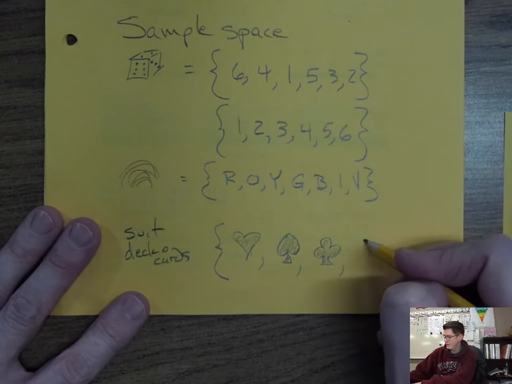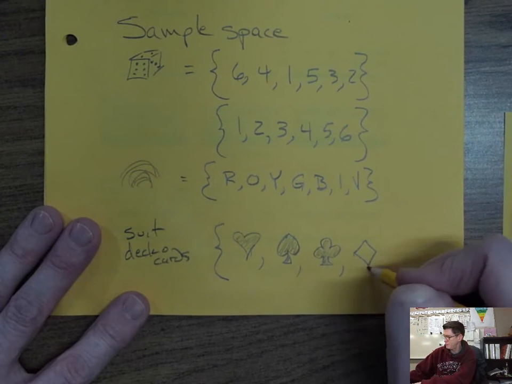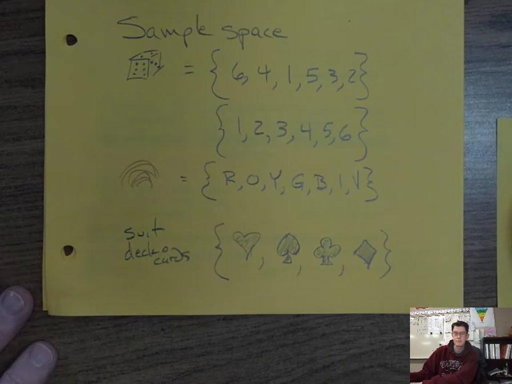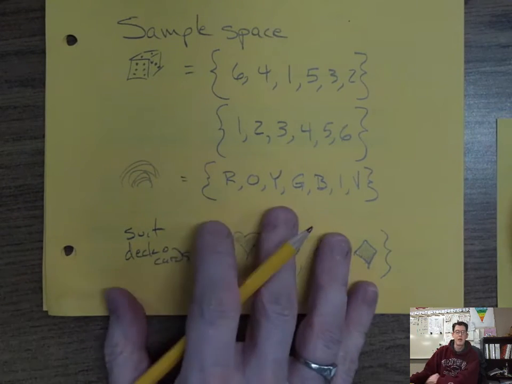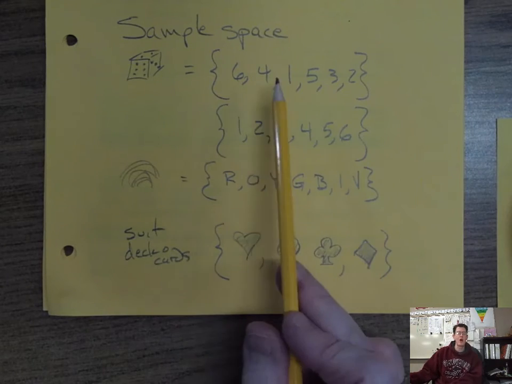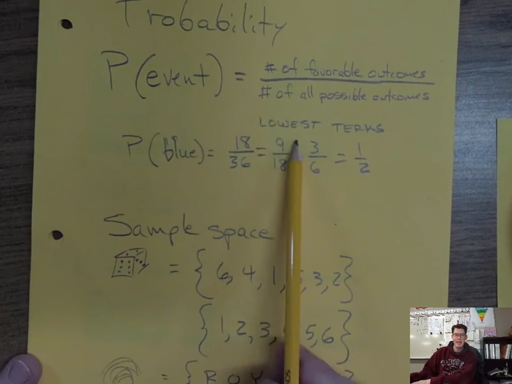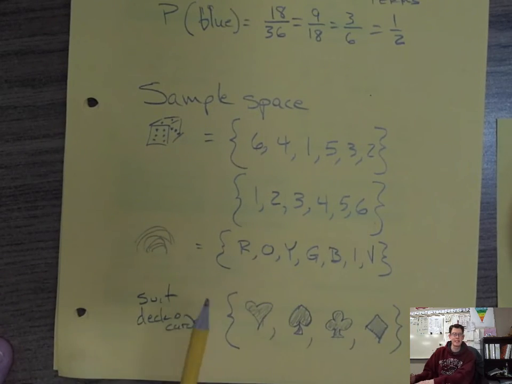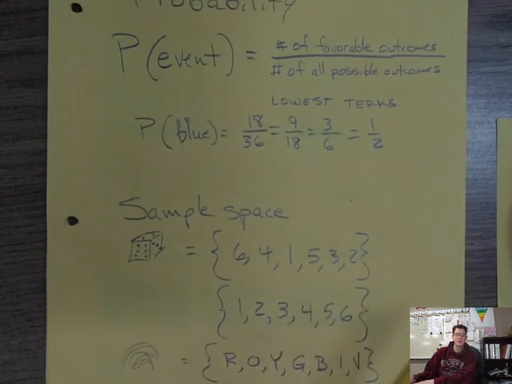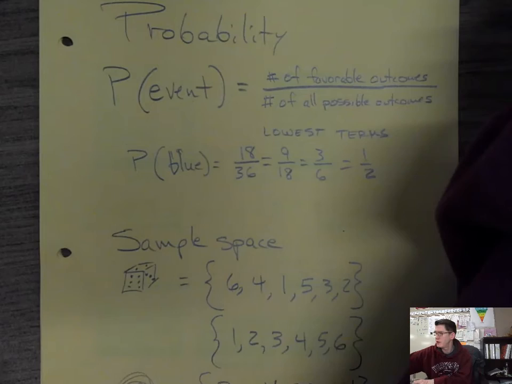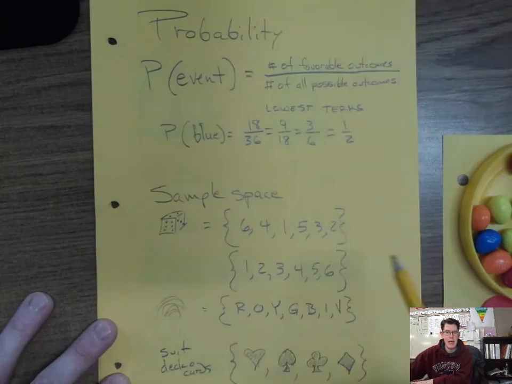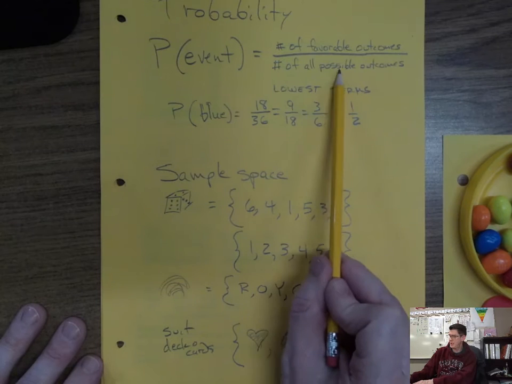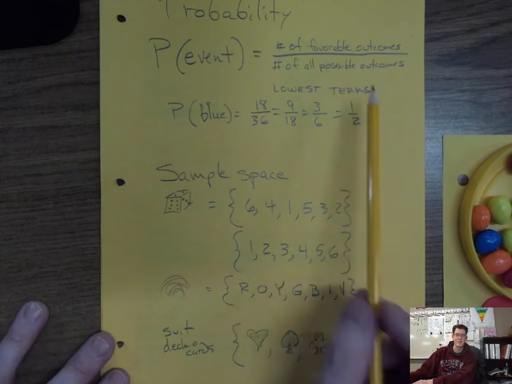And then finally, a possibility is a diamond. So the sample space just means what are all the possible outcomes. It is this number right here, the number of possible outcomes, all listed out. So the connection here that we're looking at is the sample space. There's 1, 2, 3, 4, 5, 6. The bottom number on this fraction is 6.